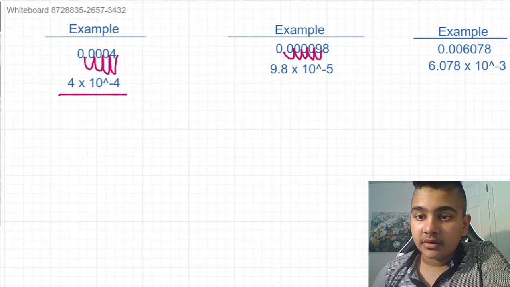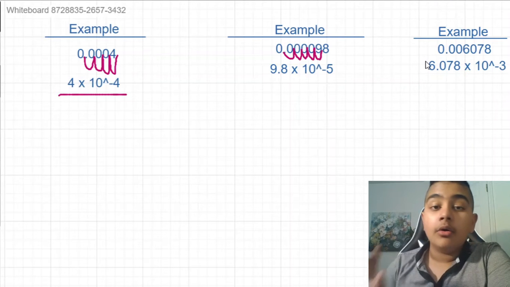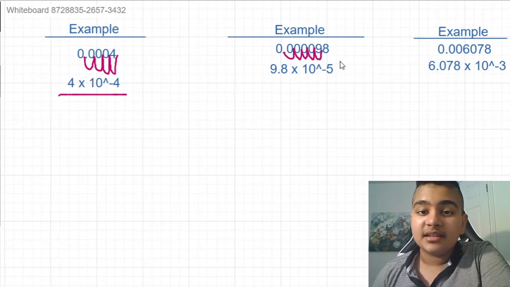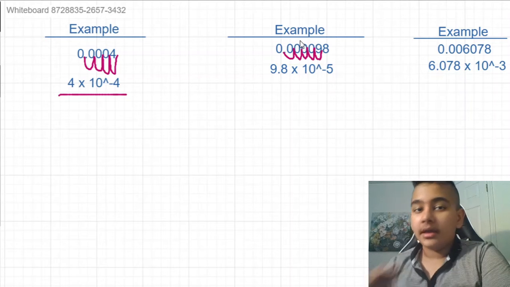So if we just focus our attention on our last example, we see this one's a bit different. Oh, actually, let me just go back and explain this one in Bangla.